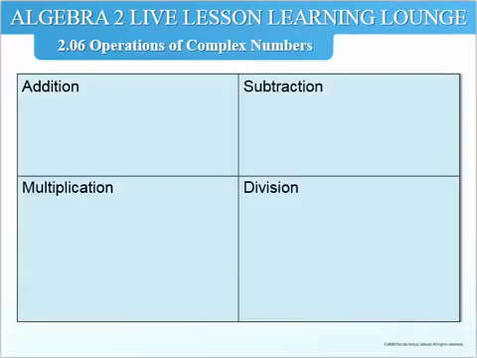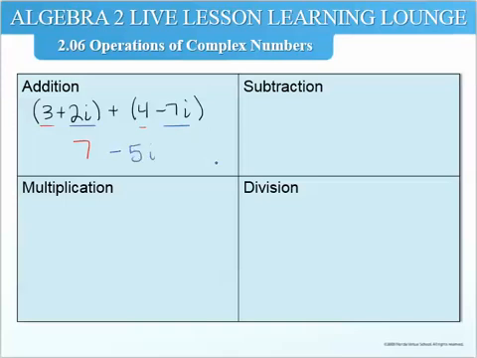Let's play with some operations on complex numbers. Let's say that we want to add 3 plus 2i with 4 minus 7i. When we add or subtract complex numbers, we simply treat them like polynomials, where we add the like terms. So we are going to add 3 plus 4, which is 7. We're going to add 2i and -7i, which is -5i, and that is our answer. You can put complex numbers in parentheses if you want.